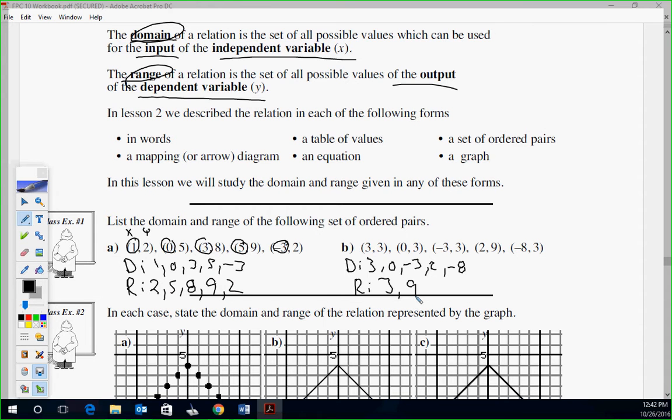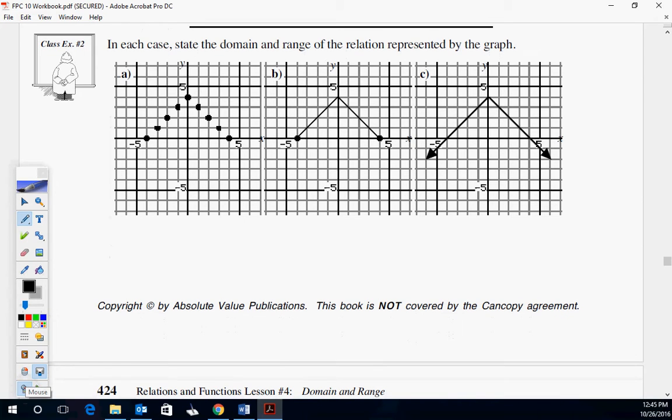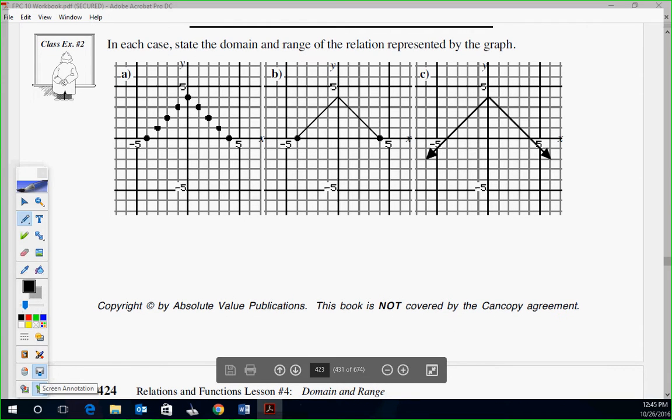Okay? Here we go. In each case, state the domain and range based on the graph. Okay? Take a look at this here. So it's giving you kind of points here. Okay, so let's talk about the difference between the pictures first. They're obviously the same V shape. It's an upside down V. But what's the difference between A, B, and C?